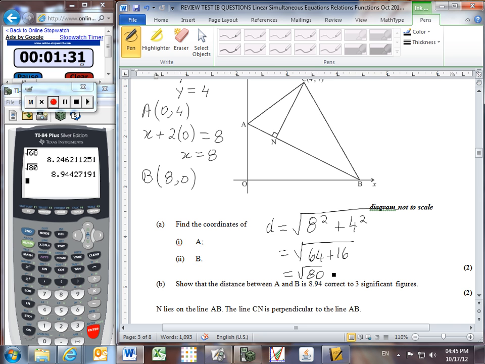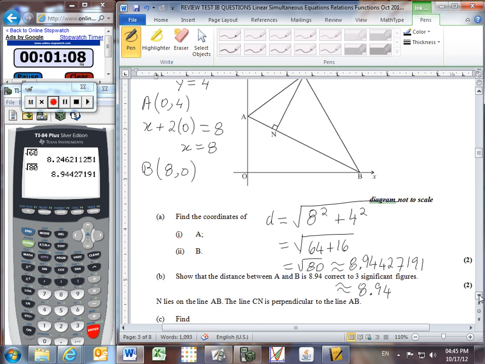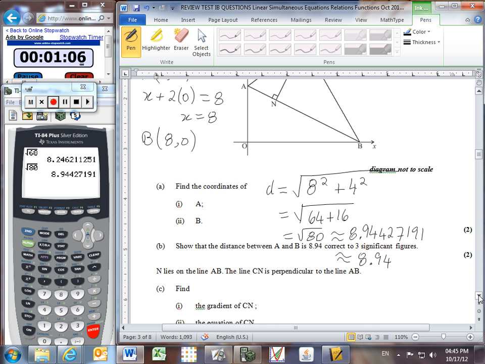Now IB will normally want you to write the unrounded answer first. So 8.9442791, and then this rounds to 8.94 as required. N lies on the line AB. So here's point N lying on AB. The line CN is perpendicular. That must mean that its slope is a negative reciprocal.